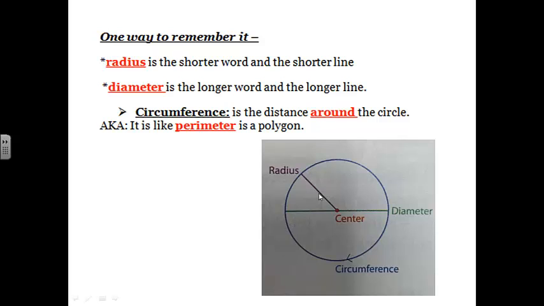Here's a picture of what the definitions of a circle are. Radius is the shorter word, and so a shorter line. What I remember for radius is a lowercase r, which looks like that. You can remember radius by a lowercase r just takes up half of the circle.